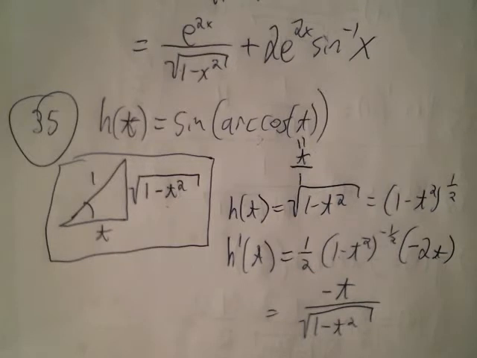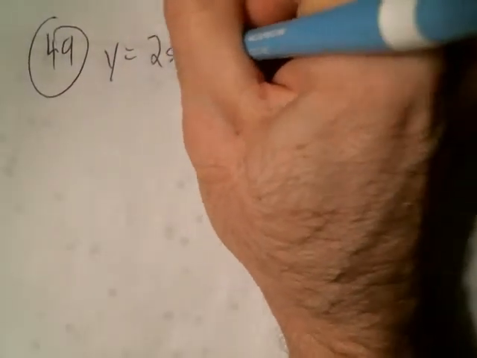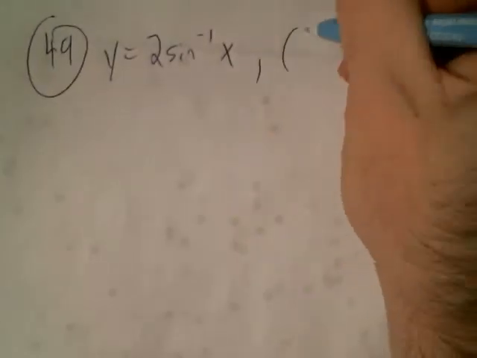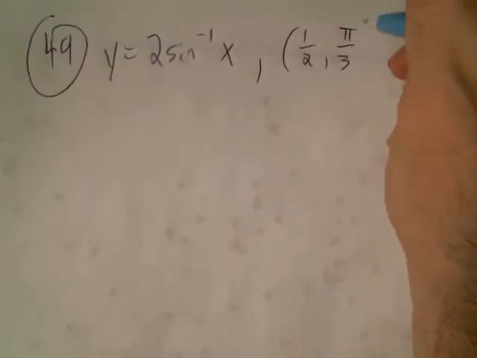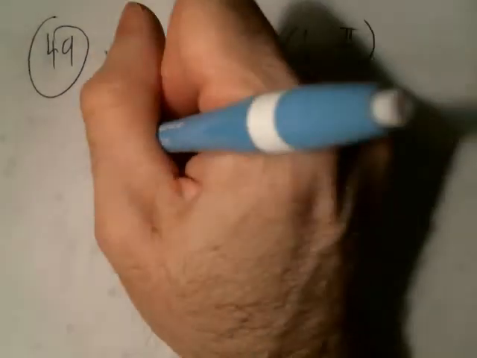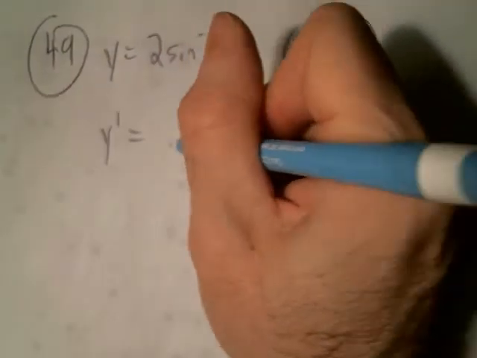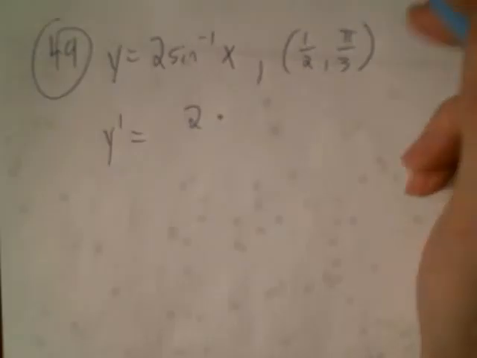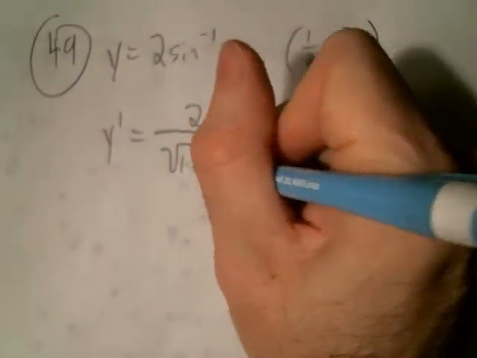Okay, let's just look at maybe one or two here, maybe just one random problem. Let's look at 49. They want you to find the equation of the tangent line to the curve. So 49, we're given y equals 2 sine inverse of x, and the point is 1/2 comma pi over 3. Okay. Alrighty then, so y prime is 2 times the derivative of sine inverse, which is 1 over the square root of 1 minus x squared.